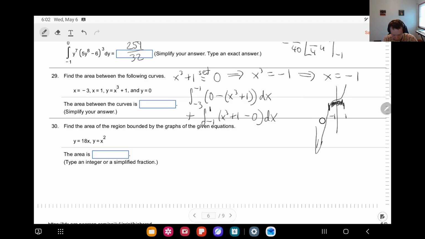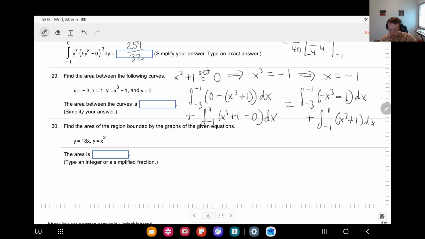Right, how about I clear up this space now? Let's clean up these integrals real quick. From -3 to -1, there'll be a negative x cubed minus 1. Distribute that negative, dx. Then from -1 to 1, just x cubed plus 1 dx. So I just clean those up a little bit.